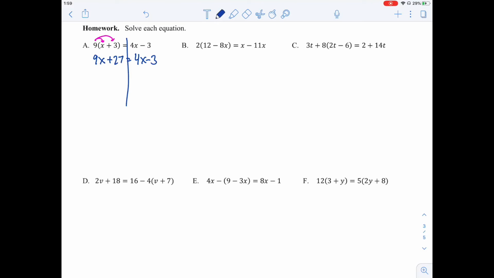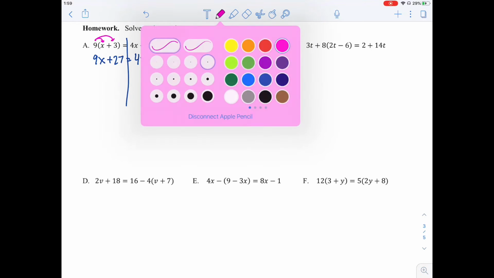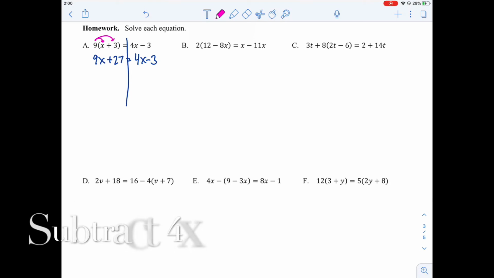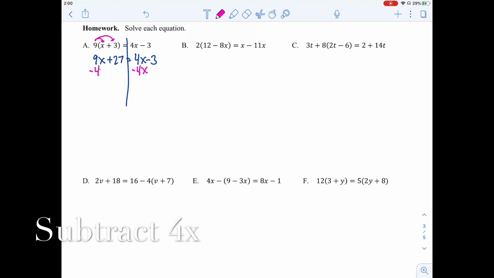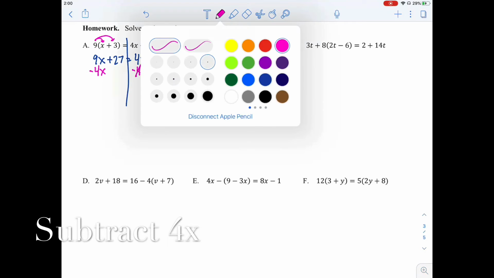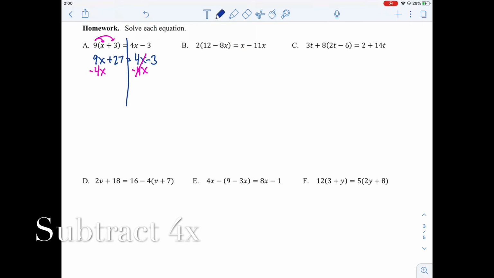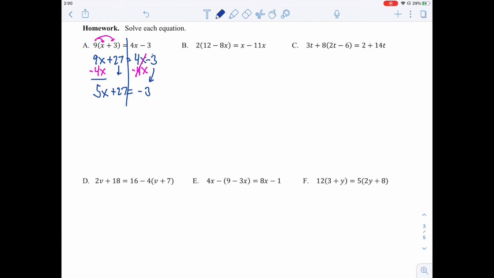So now we have a problem with variables on both sides. We just got to get rid of it. We want to get rid of the right side. So instead of 4x, we subtract 4x. Because it's positive 4x, so we subtract it. And we do it to both sides, to the variable, right? And you have 9x minus 4x, so 9 minus 4, 5 x's. 27 comes down, plus 27 equals negative 3, because negative 3 comes down, right? Remember, that's a negative, so bring down the negative 3.